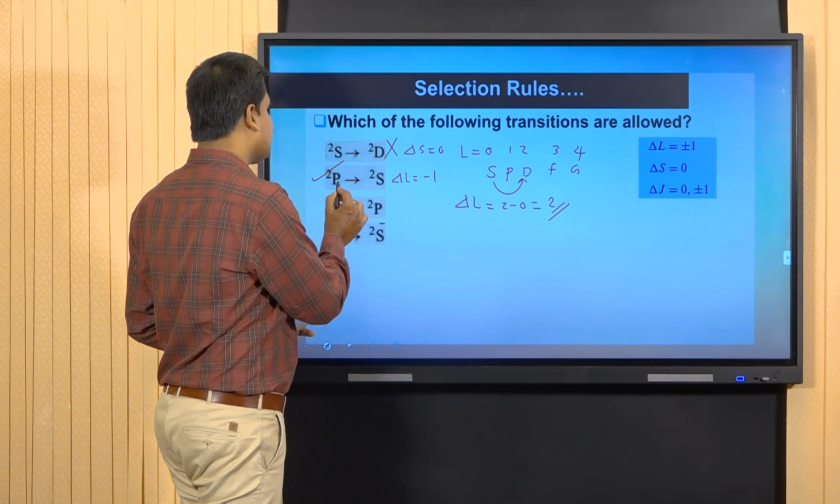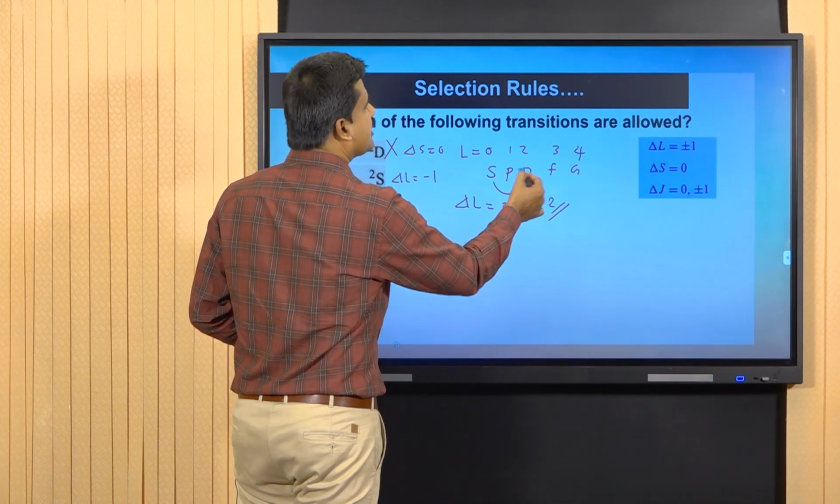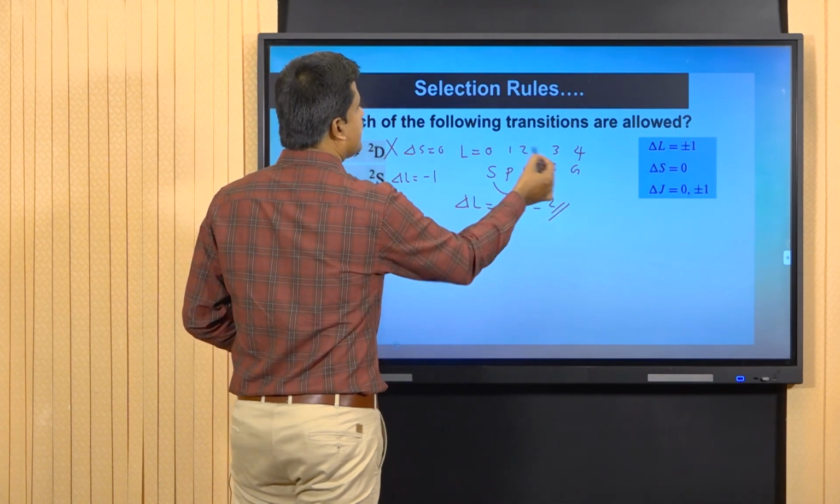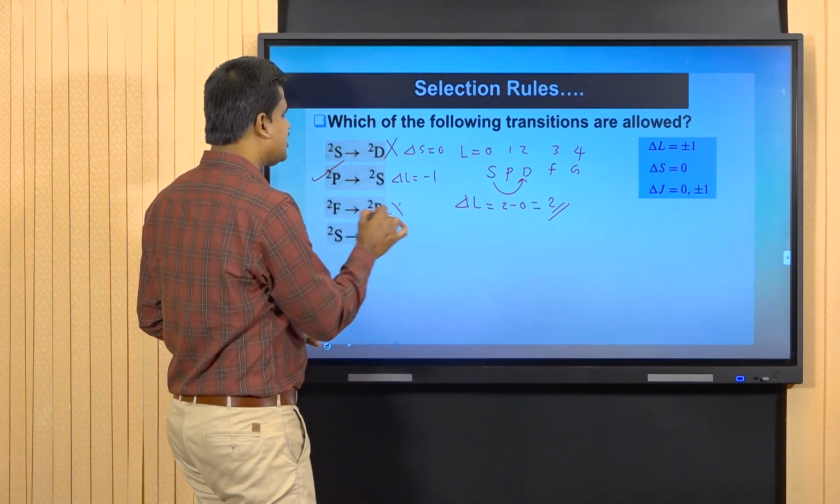And we have to look at the transition from F to P. F and P are not adjacent terms. So 3 minus 1, delta L is equal to 2. So this transition is also forbidden.